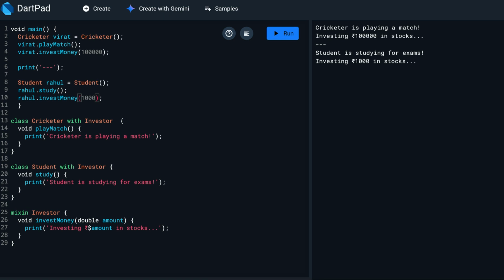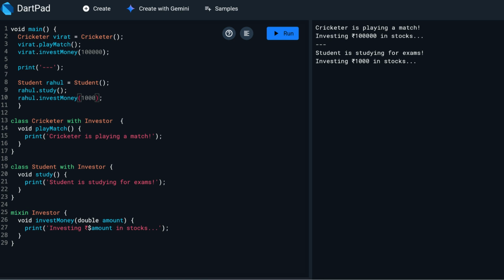Similarly, on line number 19, we are creating a class Student with Investor. Now Cricketer and Student both are using Investor by using the with keyword, so they have the functionality of the mixin. They don't need to write a method separately. If I go to line number 3, we have created an instance of Cricketer, and Virat is now playing match as well as investing money. Similarly, a student is now studying and is also investing money.